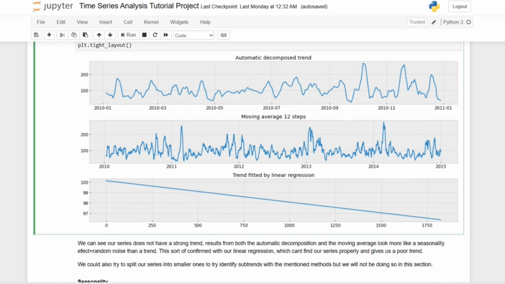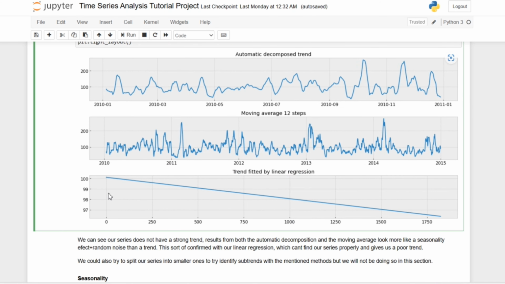So this is the plot, guys, and we can see that the series does not have much of a strong trend, and the results from the automatic decompose trend and the moving average look more like a seasonality effect, along with the noise. We will also try to split our series into smaller ones to identify if there are any other trends we can see on a weekly basis or a daily basis.